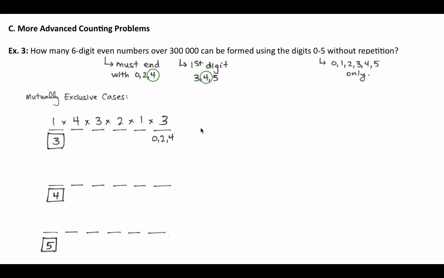And so what we get here is 72 different 6-digit numbers with no repetition. And these are ones that start with 3, and they're even.